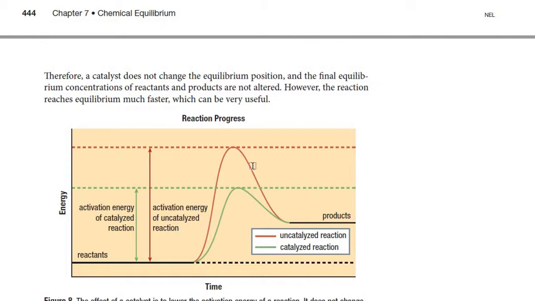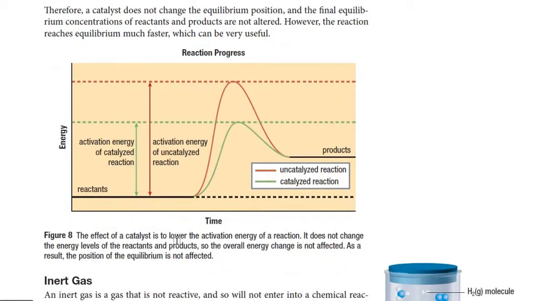So as you see here, for the uncatalyzed reaction we have the red one, and for the catalyzed reaction, we have lower activation energy. So the effect of the catalyst is to lower the activation energy of the reaction. It doesn't change the energy levels of the reactants and products, so the overall energy change is not affected. As a result, the position of the equilibrium is not affected.